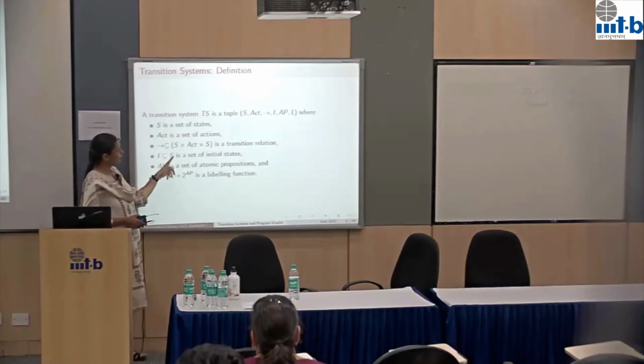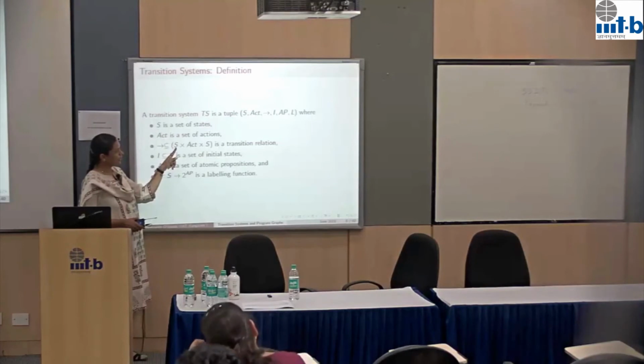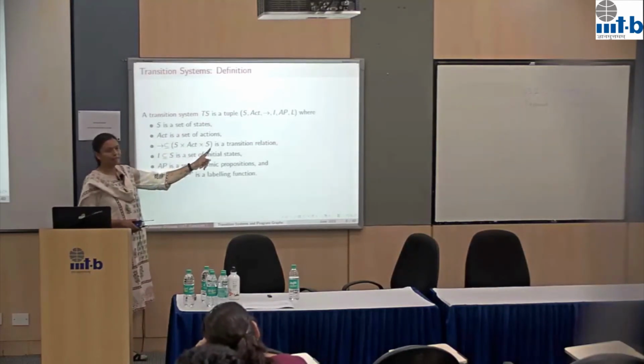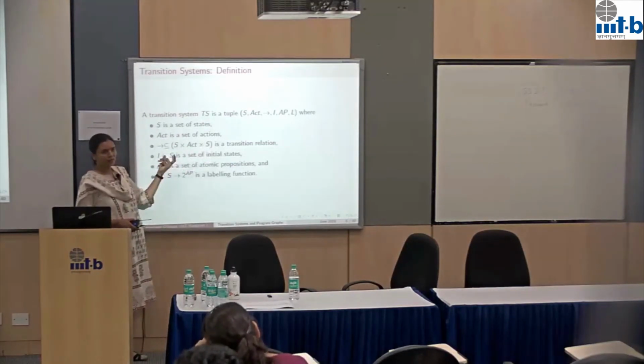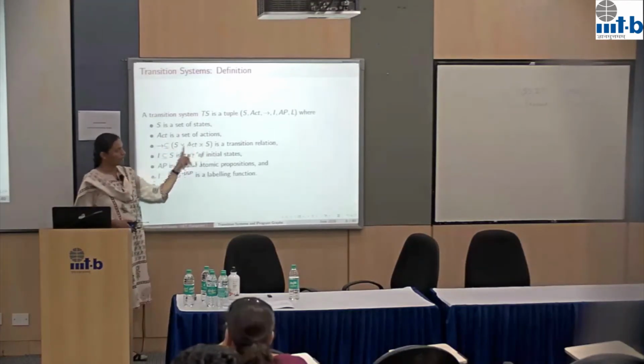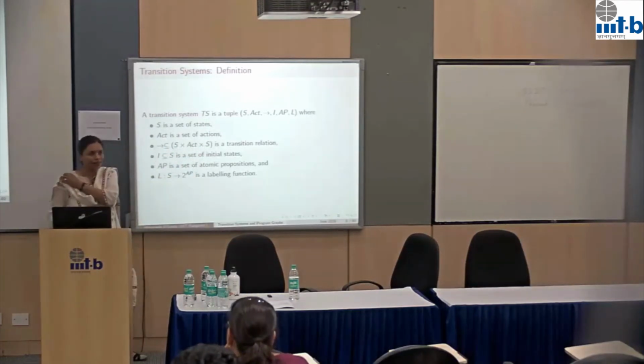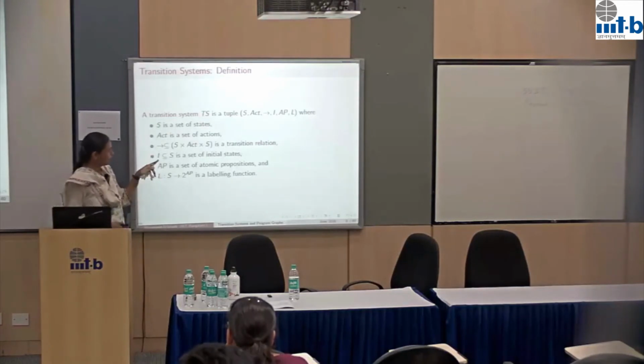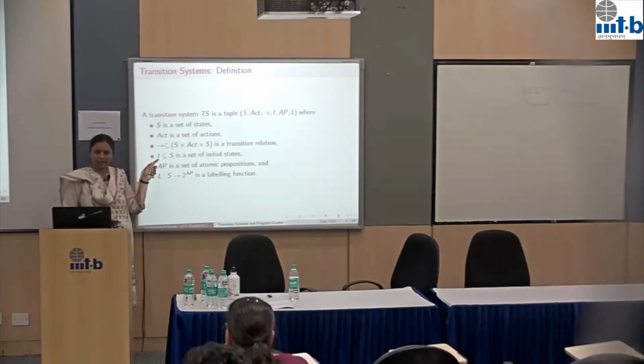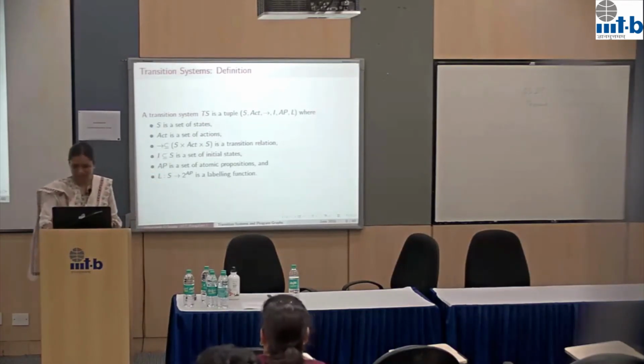So what does the transition tell you? From a state on an action, it tells you what the next state is. So I write it as a three tuple: enabling state, action, resulting state. So it's a subset of the Cartesian product of three sets. So that is your arrow. Then there is a set of initial states. Then these two I'll come back to: a set of atomic propositions and a labeling function. I'll come back to that.